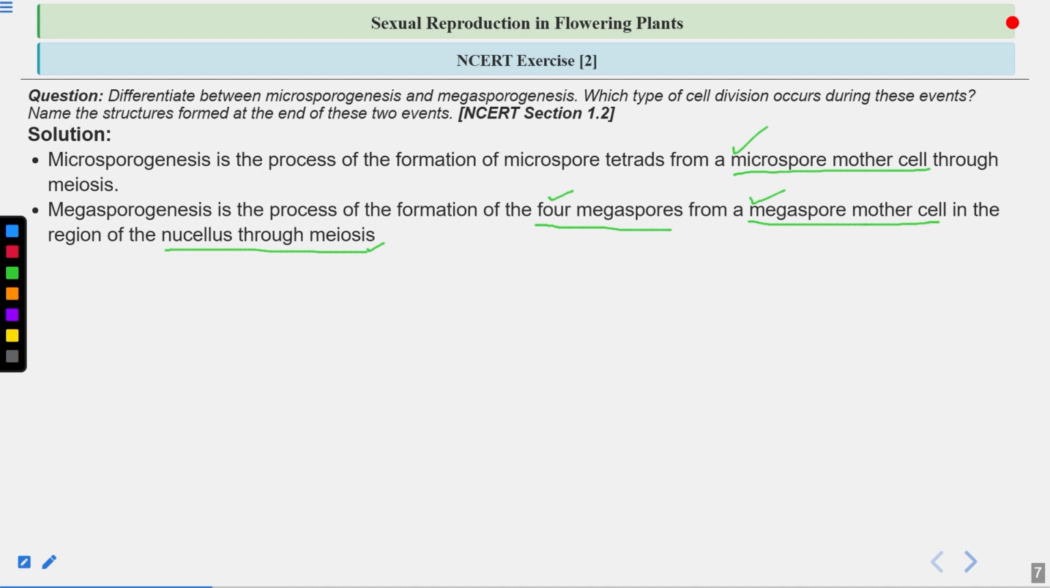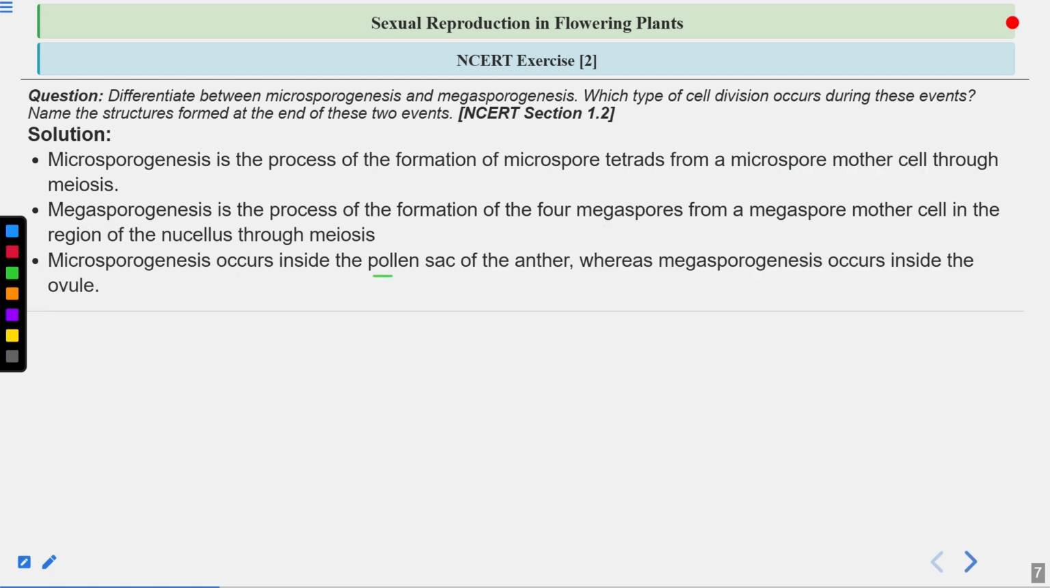Now this whole process, that is the formation of megaspores from the megaspore mother cell through meiosis division, is called megasporogenesis. So this is a very, very important difference.